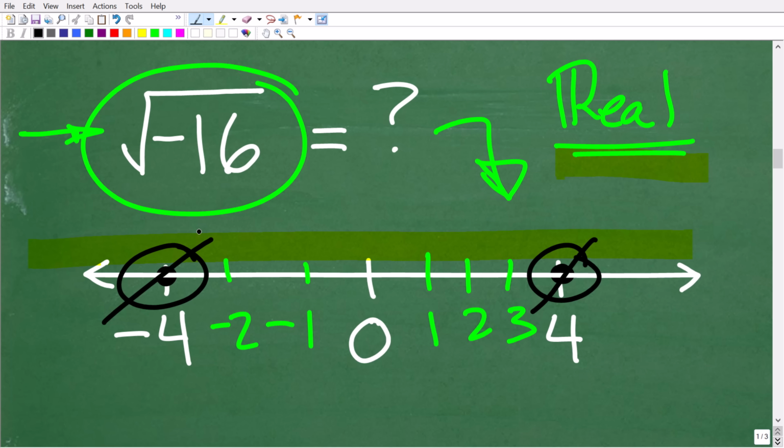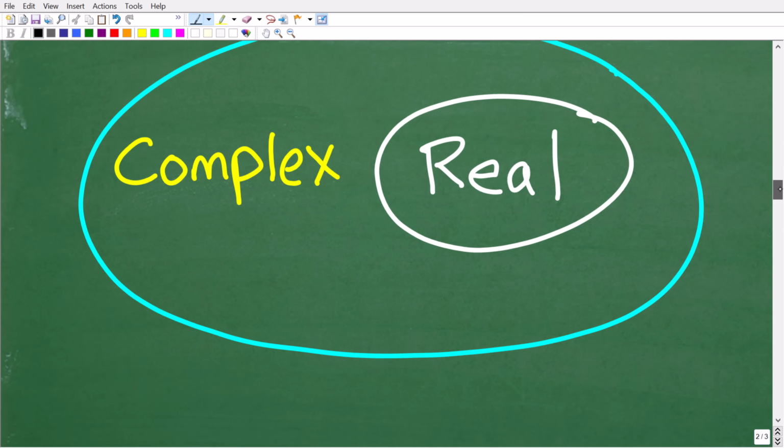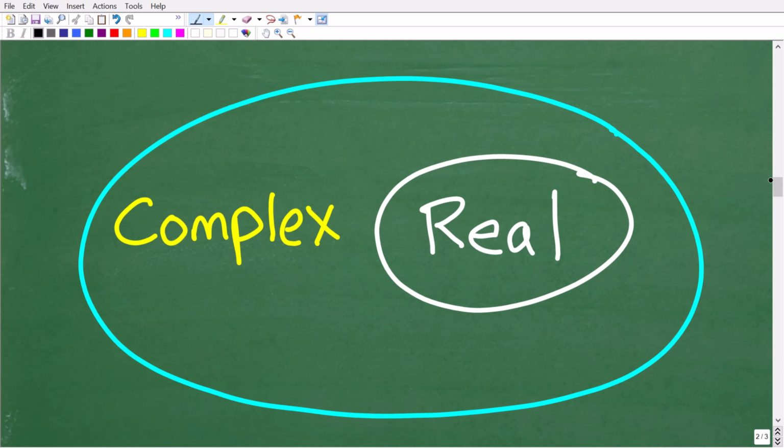Well, it doesn't have an answer in the real number system, but it does have an answer in something called the complex number system. Okay, so this is something that you learn in like first year algebra. And the real number system, what I just showed you here, is a subset of another larger number system called the complex and imaginary number system.